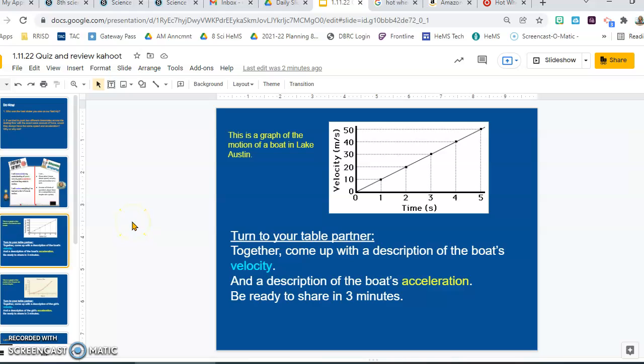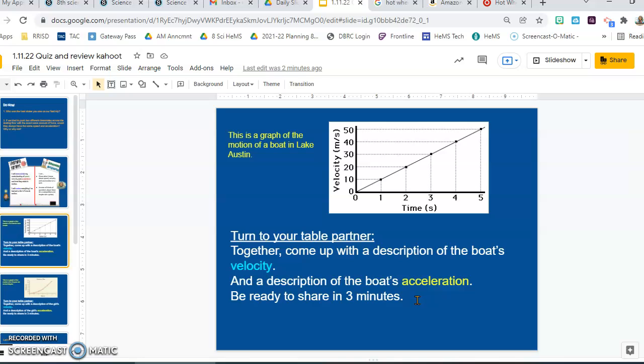This is a graph of the motion of a boat in Lake Austin. So here we have our time. Here we have our velocity. So turn to your elbow partner and come up with the best description of the boat's velocity. Add a description of the boat's acceleration and be ready to share in 3 minutes.